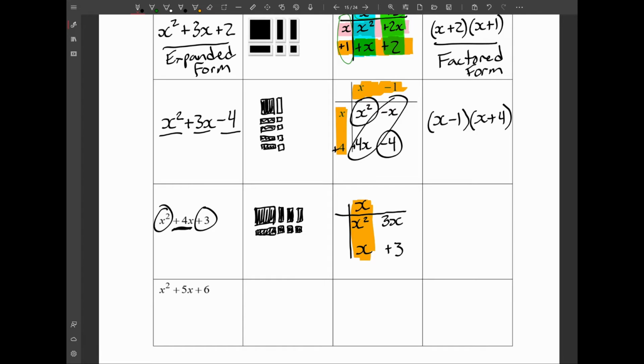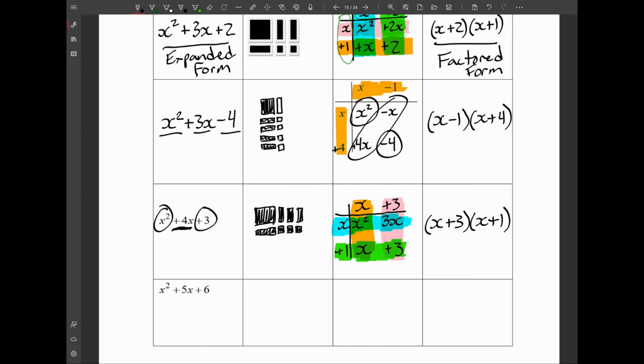I get x. Factor 3x and 3, you get positive 3. Factor x squared and 3x, we get x. And finally, factor x and positive 3. Well, nothing else in common there. We get 1. So this is going to be x plus 3 and x plus 1.